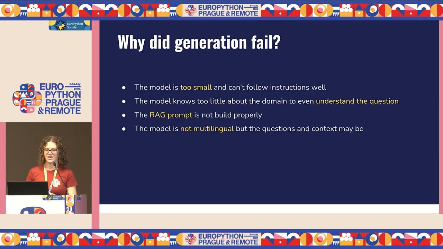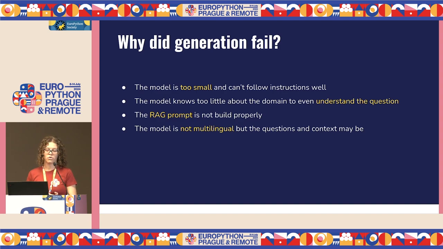Why do they happen? Most often, this is because you choose a model that is too small and just cannot follow instructions. Sometimes people go for really, really tiny models that can barely follow instructions at all. So if you have maybe a slightly more complicated prompt, the LLM just cannot follow instructions very well, and it's prone to hallucinating somehow.